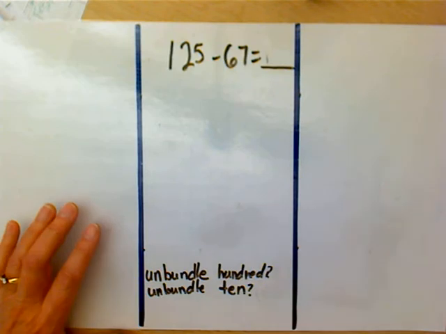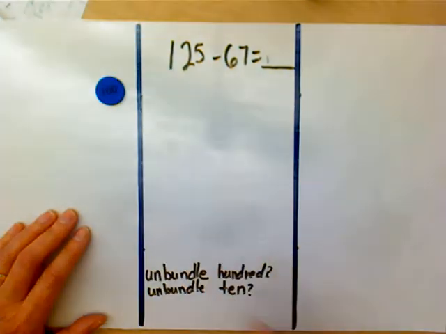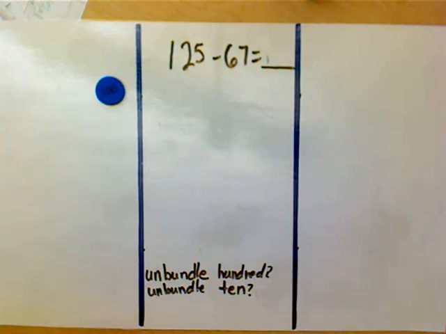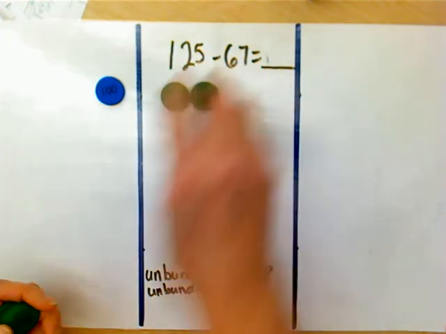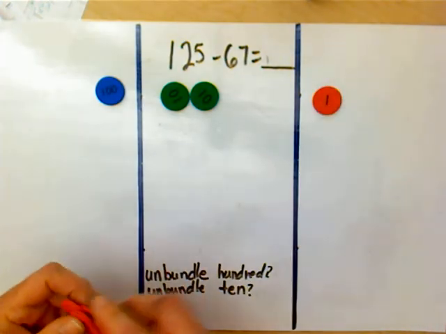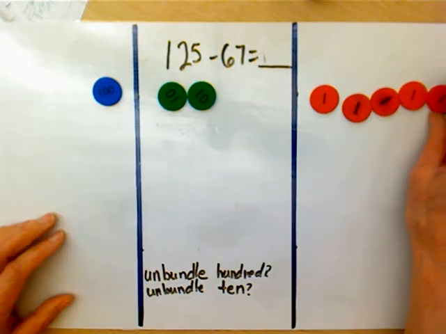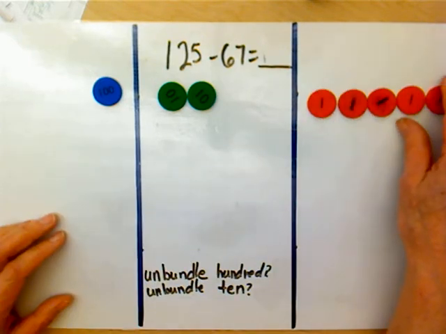And I'm sure there were some of my friends at home who were saying, Miss Starr, you didn't write that down right, but I can't hear you. So I had to figure that one out for myself. So I have 100, 110, 120, 121, 122, 123, 124, and 125. So 125 is my whole.